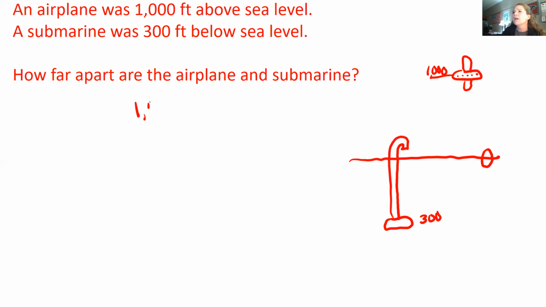Well, a lot of people would say, oh, that's a subtraction problem. So I'm going to subtract 300 from 1,000 and I get 700 feet. So you're telling me that these two things are 700 feet apart? No, because if I was in the airplane and I jumped into the sea, that's 1,000 feet already. And then I'd have to go down another 300 feet. So that is 1,300 feet. The airplane and the submarine are 1,300 feet apart.